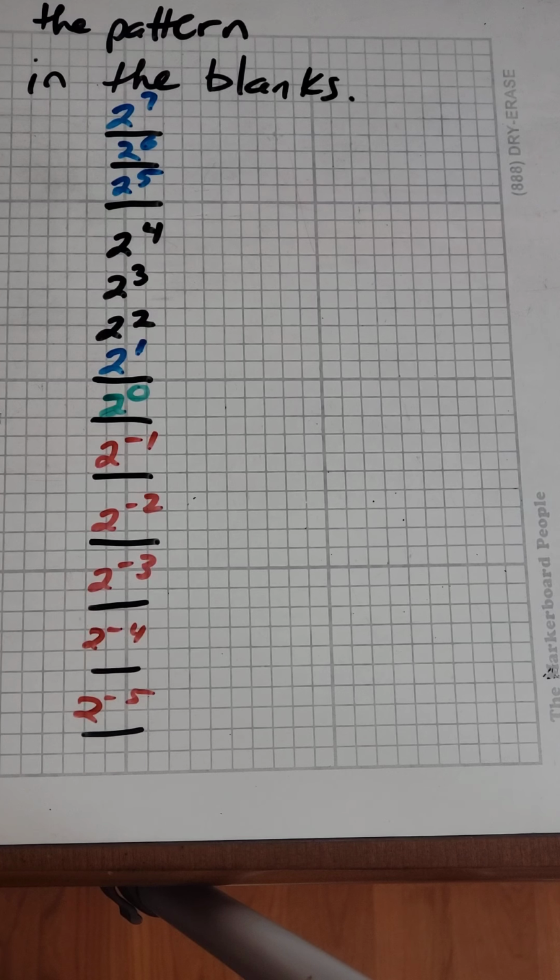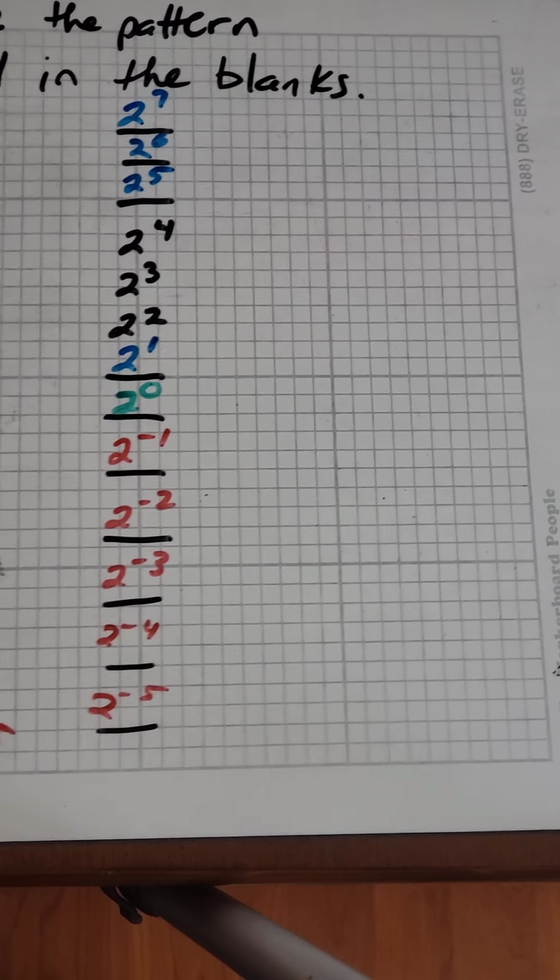Okay? So if I look at this pattern, each exponent is increasing by 1. So I have 2 to the second, 2 to the third, 2 to the fourth, 2 to the fifth, 2 to the sixth, 2 to the seventh. And then going down, they're decreasing by 1. So that's technically 2 to the first, which we don't really write the 1, but I did. 2 to the 0, then I just go to the negative 1, negative 2, negative 3, negative 4, negative 5. Okay? So that looks like the pattern that's developed there.